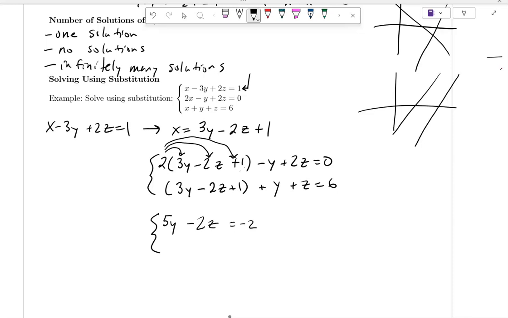Let's look at the second equation. Notice there's nothing to distribute in that one, is there? There's just a 1 out in front. 3y plus y gives us 4y. Negative 2z plus, yes. So 2 times 3 is 6, minus the 1. Yep. Okay. And then, where was I? The negative 2z plus the z is a minus z. And then I would subtract the 1 to the other side and get a 5 on the other side.